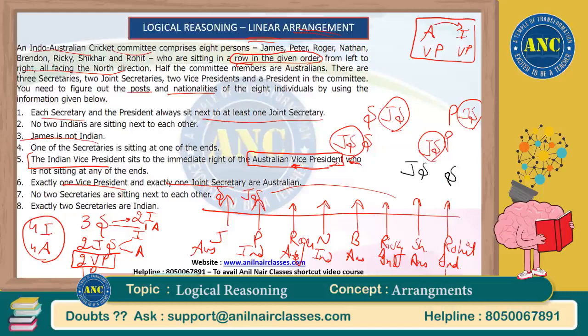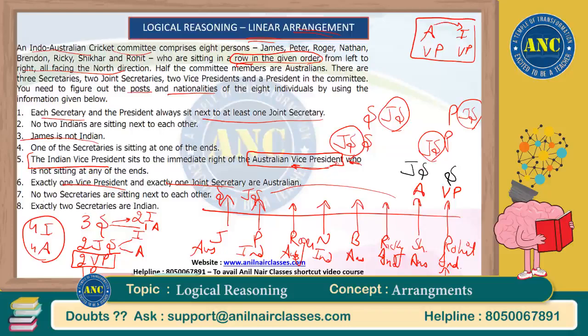So this guy is an Indian. Okay, this guy is an Indian, and if he is a VP, then he can sit at one of the ends, and thereby this guy would become an Australian, right? In this particular case, the above black case is not possible at all, right?